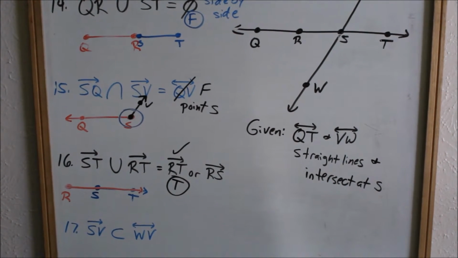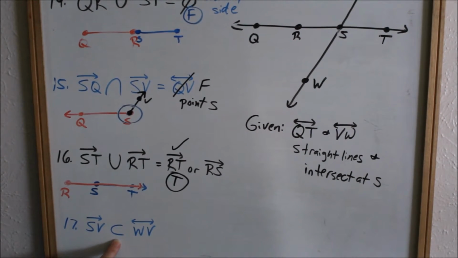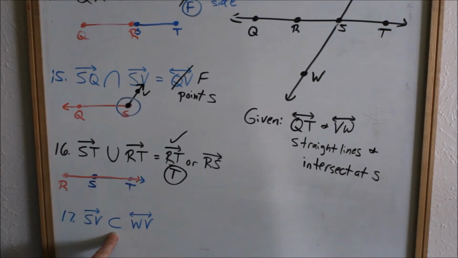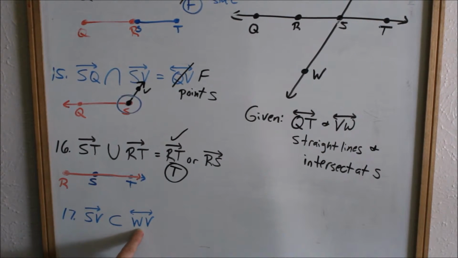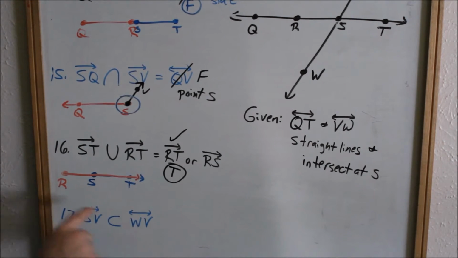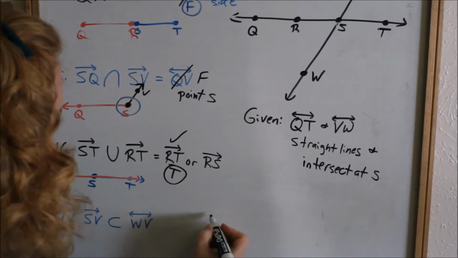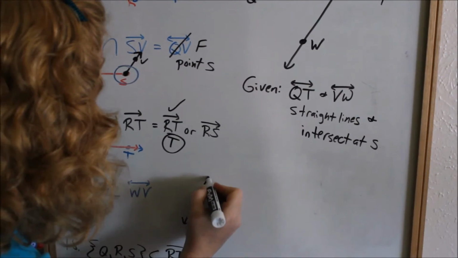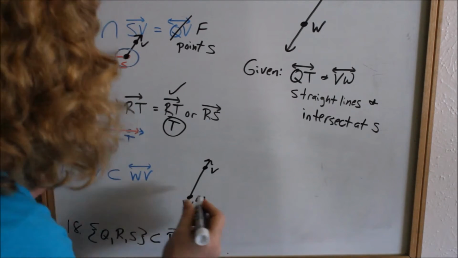Alright, let's look at 17. First off, you have to know, what does this symbol mean? This symbol means subset. It means one thing is contained inside the other. So we want to know, is ray SV contained within line WV? First off, I'm just going to draw line WV from my picture. Line WV looks like this. Okay, here's V, here's W.